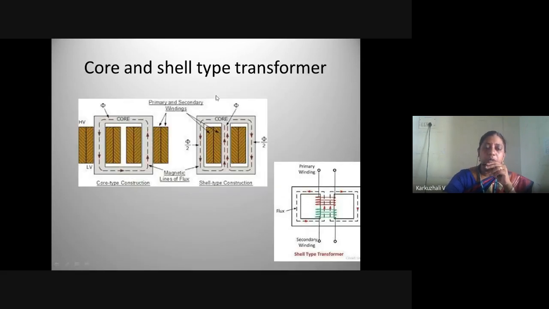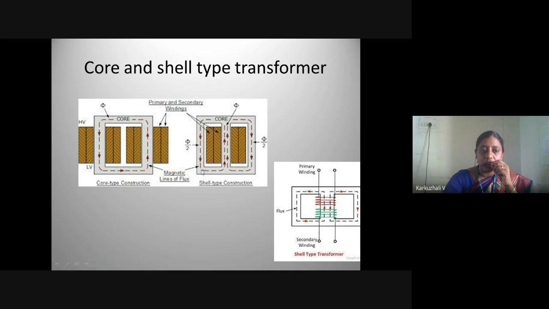The difference between the core type transformer and the shell type transformer is that in the shell type transformer, you can see the windings wound at the center of the core. In the core type transformer, it is the opposite, that is, in the side limbs. So in the side limbs, you would add the windings, and this is the core type transformer. In the shell type transformer, in the center of the core, you will have the primary winding and the secondary winding. The red color represents the primary winding, and this is the secondary winding.